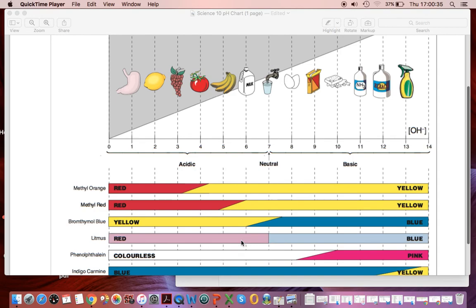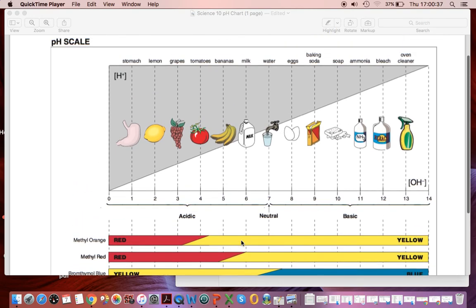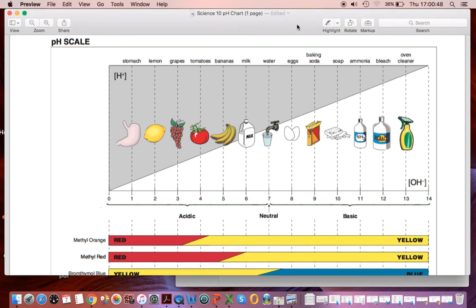So again, you don't memorize all the stuff on this, you have to be able to look at it and interpret it. And sadly, you don't get a provincial exam anymore. Those days are done like dinner. So that's the pH chart that you would be allowed to have, and that's it for now.